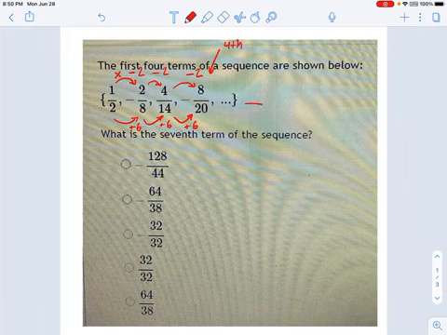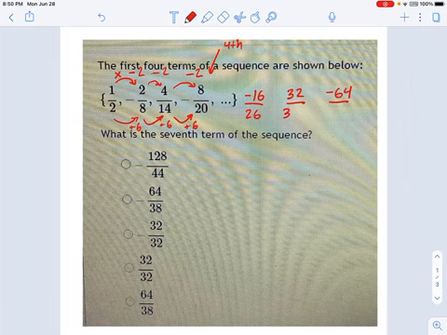I need a 5, a 6, and a 7. So 8 times negative 2 is negative 16. Times negative 2 is positive 32. Times negative 2 is negative 64. And then 20 plus 6, 26, plus 6 is 32, plus 6 is 38. Okay, so I'm looking for negative 64 over 38, and there it is.